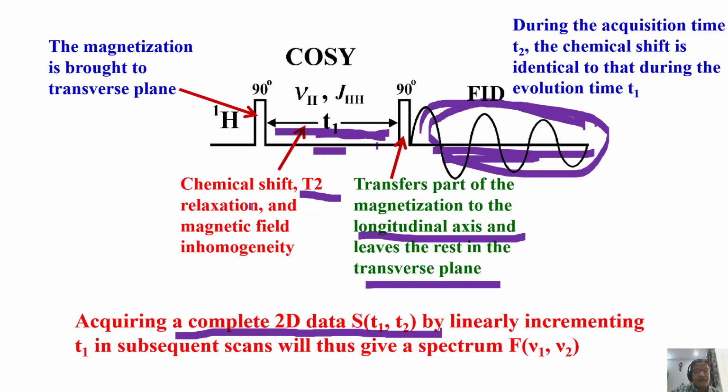Vary this, fix this constant period, collect signal, keep on varying. You take the complete time domain data by linearly incrementing T1. Of course, this incrementing you do linearly. In some experiments you can also vary T1 randomly. We can also do that, not with T1, but in some experiments we can randomly vary the mixing time and all those things. But in this case, the T1 increment is linear in subsequent scans, so that you get a full time domain signal.